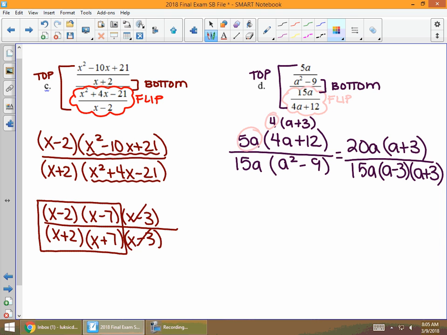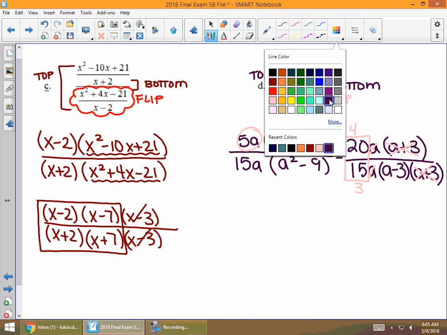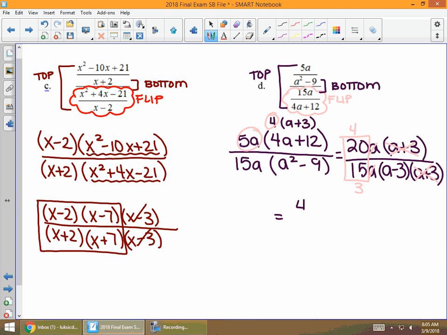And now let's see what we can cancel. Well, pretty nice that we can cancel our a plus 3's. Also in the numerator and denominator, we have a, so we can cancel those a's. And we can reduce this fraction, 20 over 15. So 5 goes into 20 4 times, and 5 goes into 15 3 times. So here we have 4/3. And in the denominator, we have a minus 3. We don't have anything left in the numerator with that 4. So there's your answer.